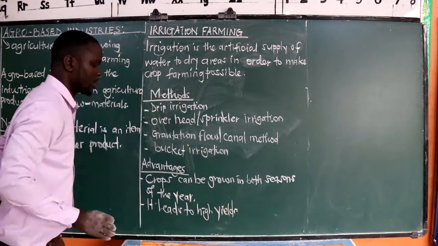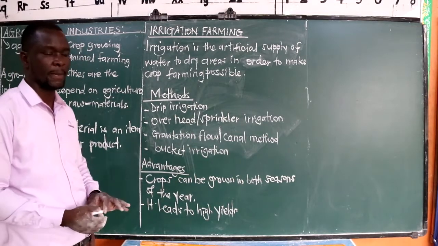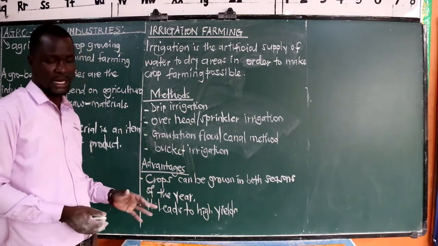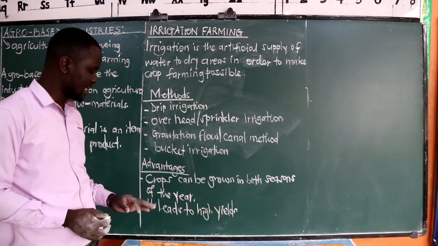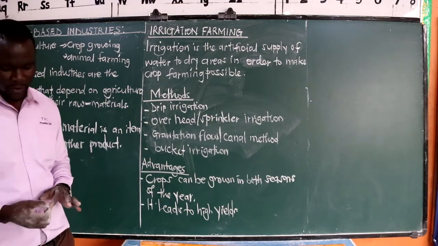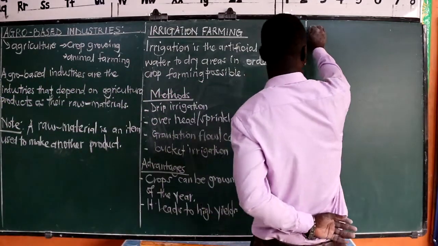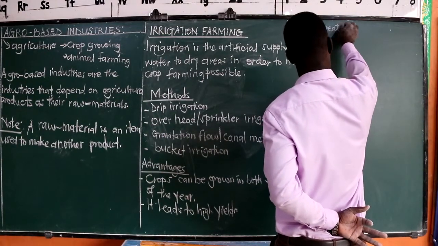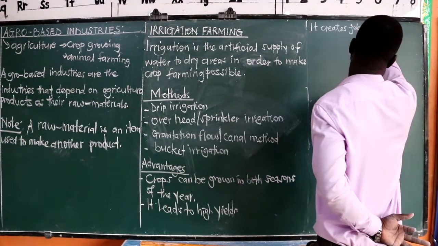And then, apart from leading to high yields, when we go to an irrigation scheme or irrigation area, you will find that there are very many people employed to take care of the crops which are there. So for that case, we can say irrigation creates jobs for people. Irrigation farming creates jobs for people.